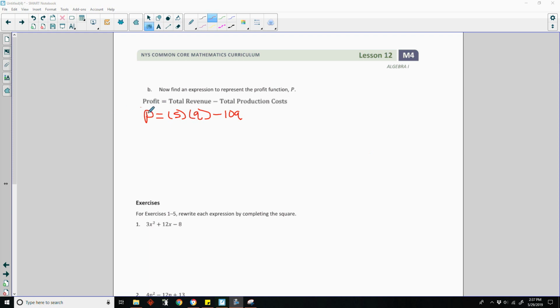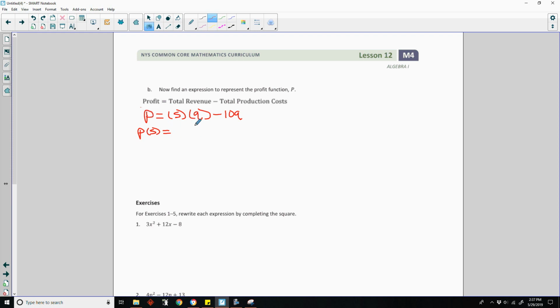Now when I write P here, that means total profit. If I write P parentheses S, I don't mean profit times S. I mean the total profit with respect to the selling price. Total profit with respect to the selling price. That's all that means. Equals.